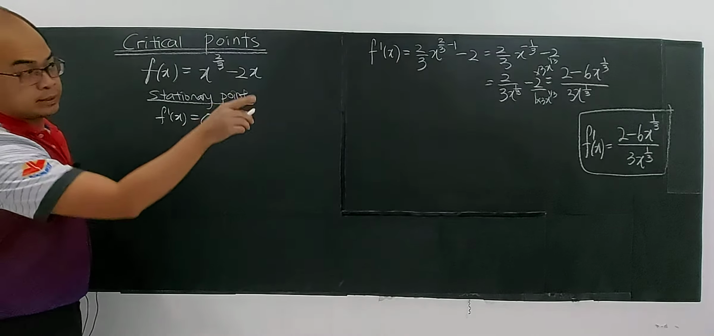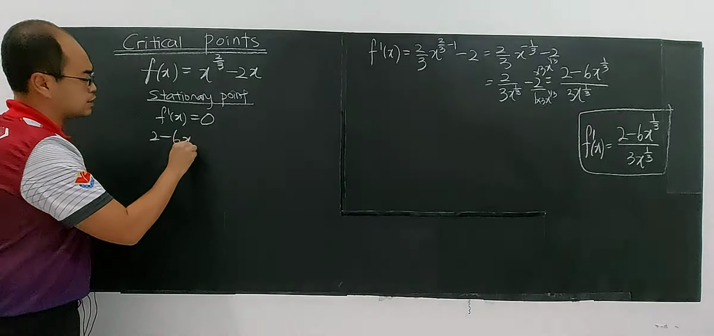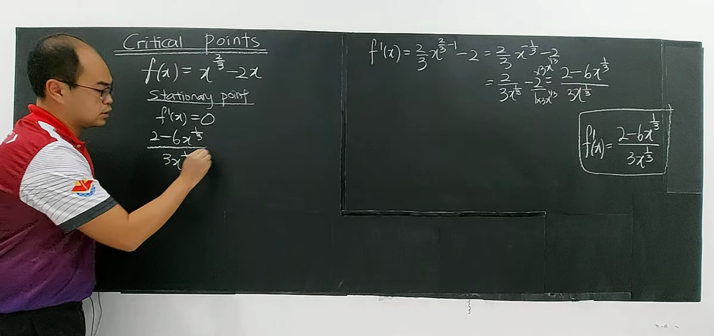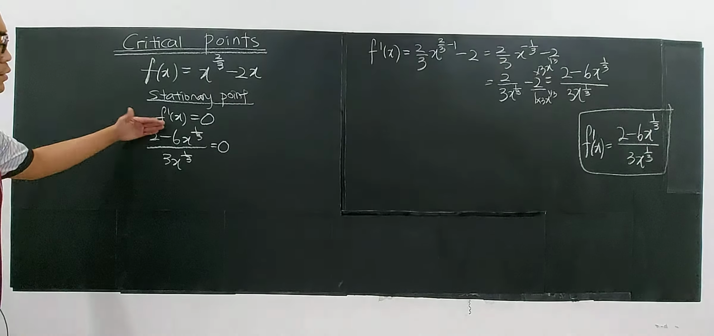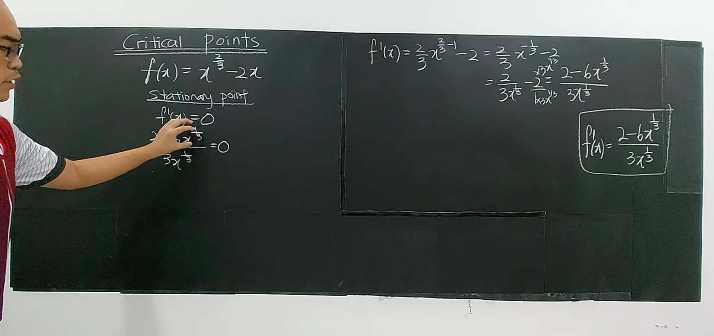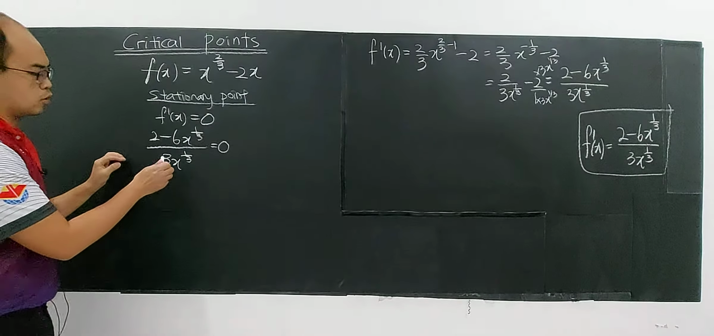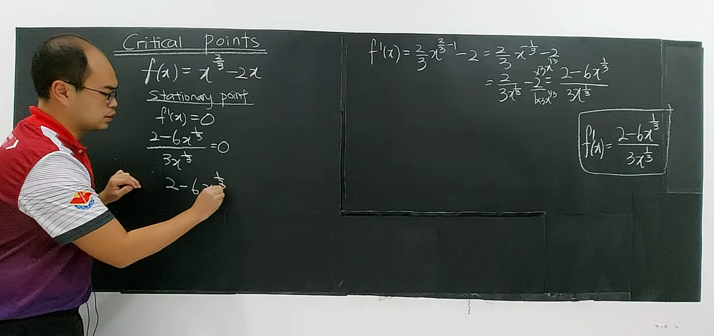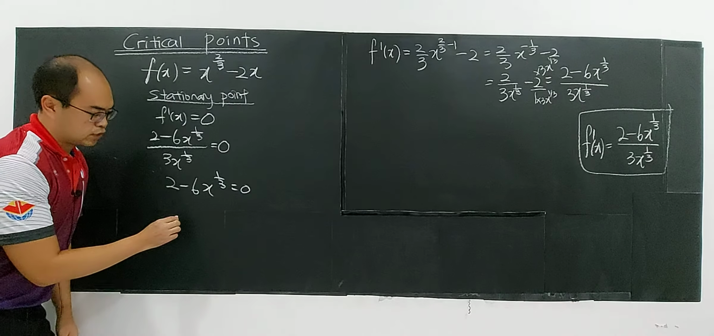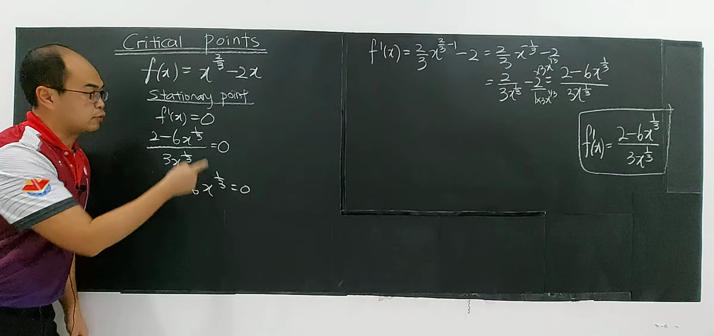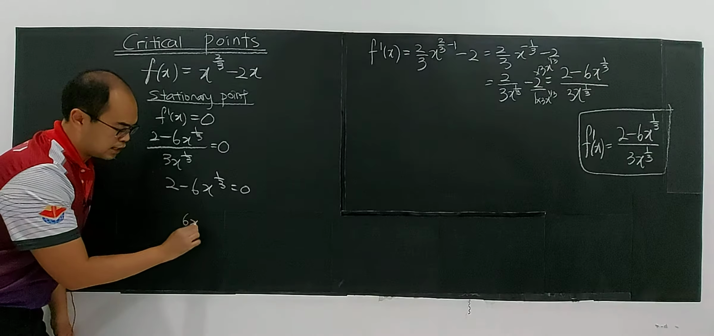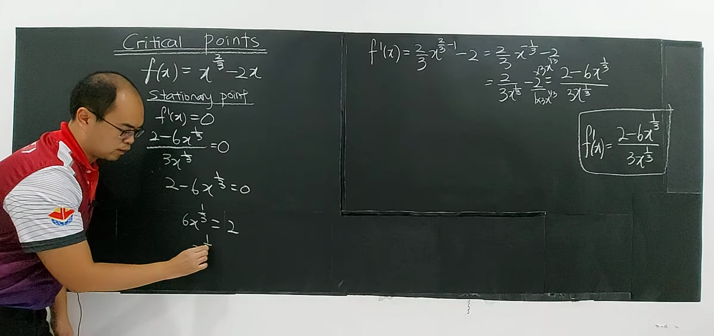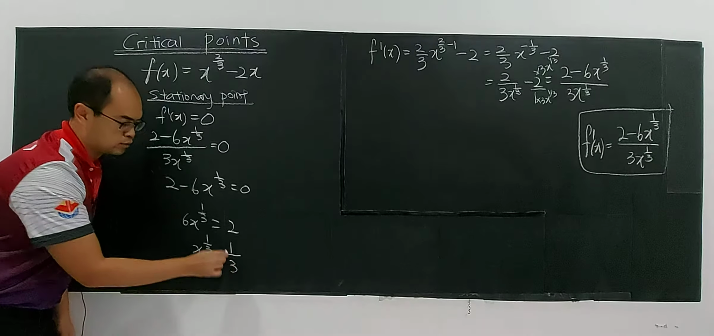So we equate that to 0, which means we equate (2 minus 6x to the power 1 over 3) divided by (3x to the power 1 over 3) to 0. This will be 0 if the numerator is 0, right? Or you can multiply through, then you can say that 2 minus 6x to the power 1 over 3 is 0. So we can find the critical point, which is a stationary point in this case. So 6x to the power 1 over 3 equals 2. So x to the power 1 over 3 is equal to 1 over 3, right?